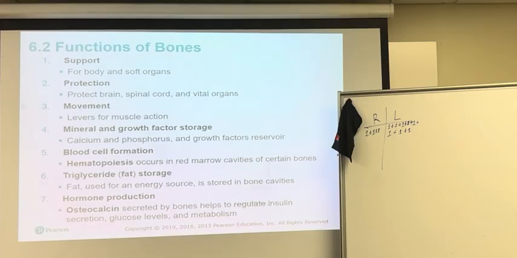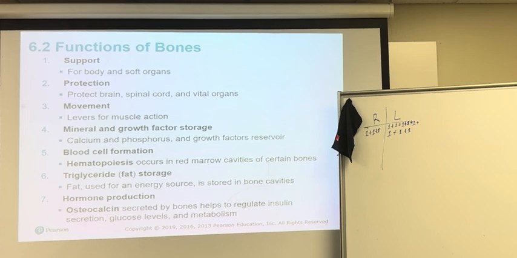Hematopoiesis. Which part of the bone actually produces that? Your red bone marrow. Okay. And also they store fat. They also store what? Fat. The most important one, which probably nobody even thinks about, is what?